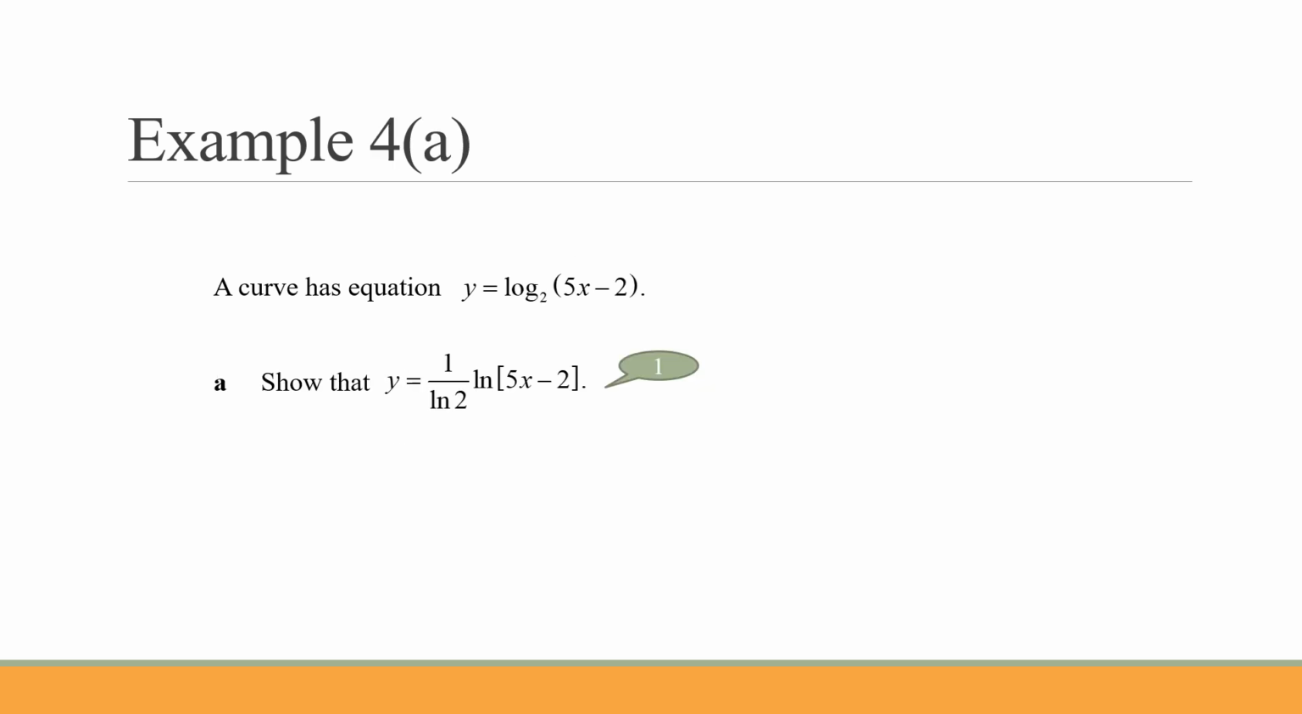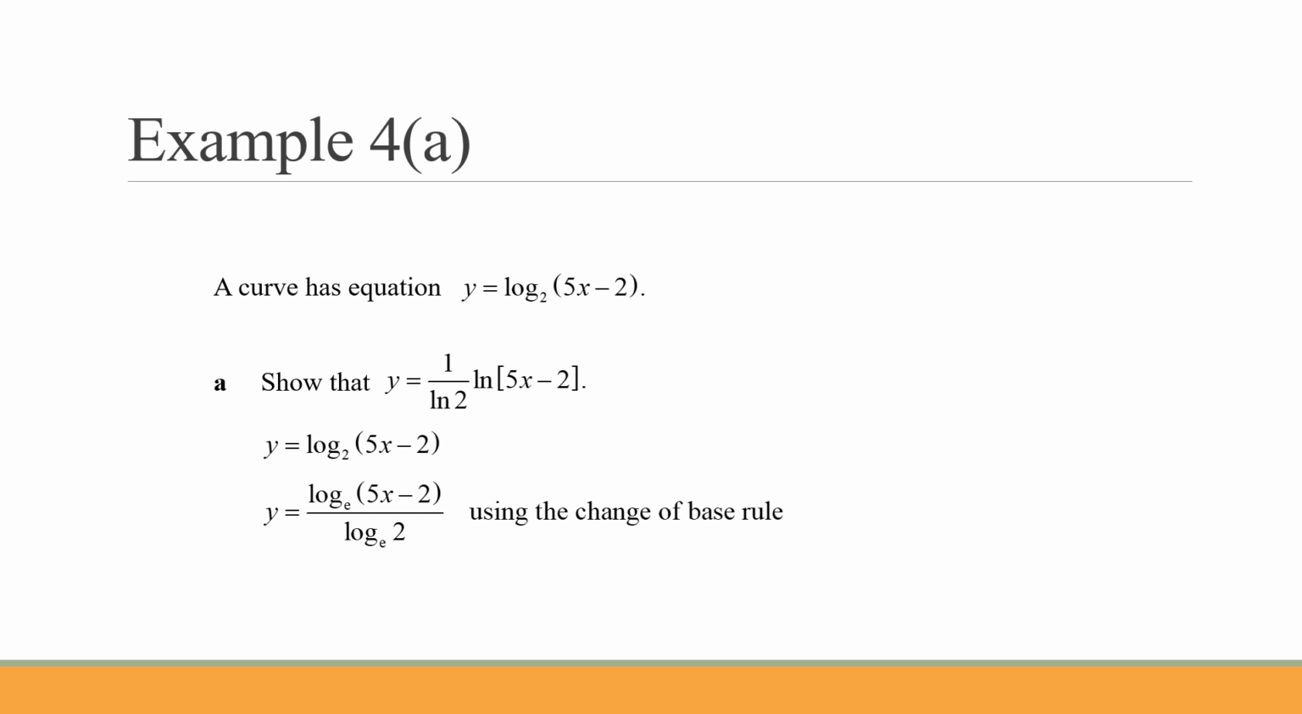We have y equals log of 5x minus 2 to the base 2. For this one, it's just using the rules of logarithm as well. So how do you do this one? Basically you're going to be using the change of base rule. Because we cannot differentiate log to the base 2, we have to change it to something with ln 2. That's the reason why they want us to show this first. Since ln is base e, it's log to the base e of 5x minus 2 over log of 2 to the base e, and your answer will be as shown there.